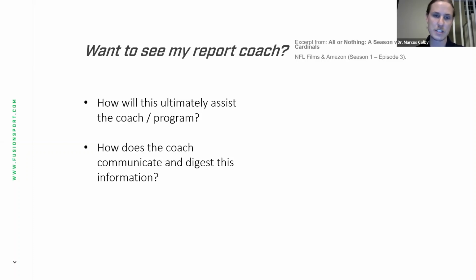And as I mentioned just down the bottom there, how does the coach communicate and digest this information? We're all different learners in different ways. We can have people that are visual learners, and graphs and traffic light systems are the best. We can have other people that prefer to see just a simple table, highest to lowest, in terms of who is the highest risk at any given point in time.